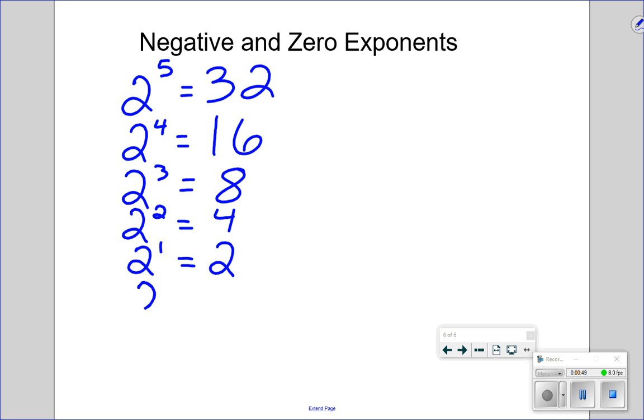So what do you think 2 to the 0 power might be? Most people will say that anything to the 0 power is 0 initially, but it's not. Anything to the 0 power is not 0.